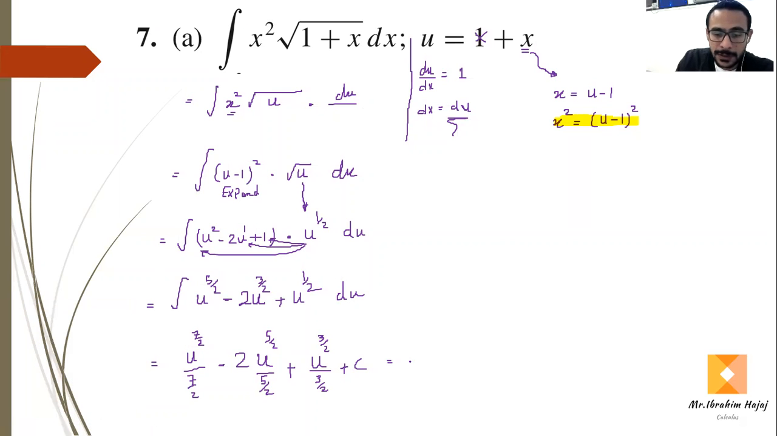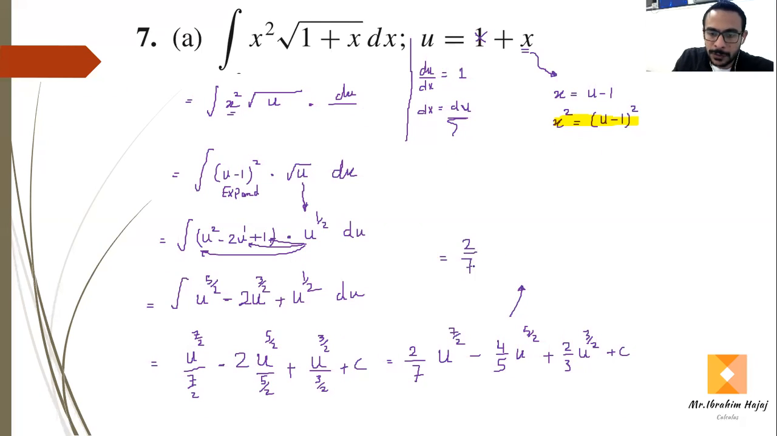The next step is to write the fractions in the denominator as 2 over 7 u to the power of 7 over 2, minus 4 over 5. Why 4 over 5? Because 2 times 2 is 4, over 5, u to the power of 5 over 2, and 2 over 3, flip the fraction in the denominator, u to the power of 3 over 2, plus c. I'm going to complete here and write the final step.